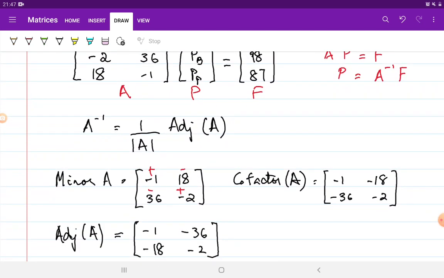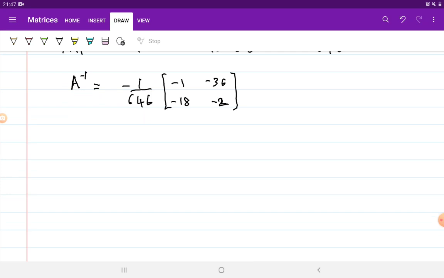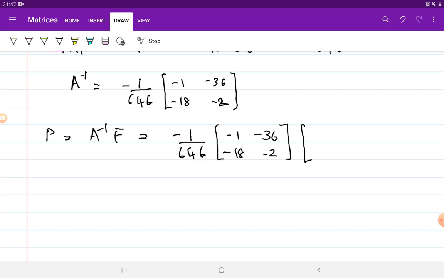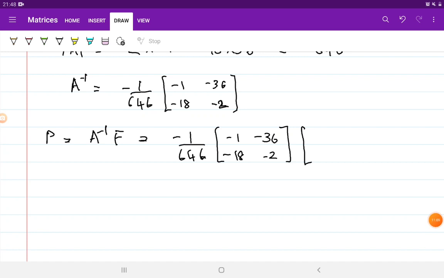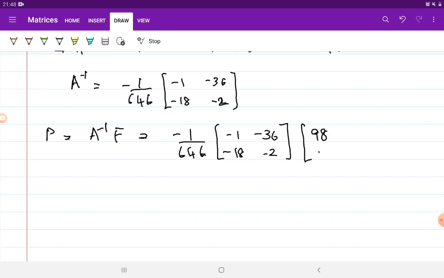So if you remember, to find P, I need to multiply this A inverse with the matrix F. So to find P, I need to multiply A inverse with the matrix of the constants F. So I can write this as minus 1 by 646 into the matrix minus 1, minus 36, minus 18, minus 2, into the column 98, 87.